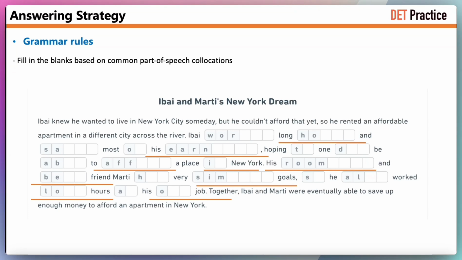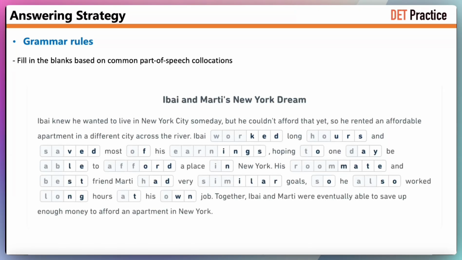Looking at the rest of the article, we can find many common word collocations, such as adjective plus noun, possessive pronoun plus noun, to-do infinitives, preposition plus noun, and so on. Let's try to fill in the blanks. First is "worked." They need to work to earn money, right? You see "earn" later too. After "long" should be "hours." We can see this in the second to last sentence. What do you do with money you earn? You save it. So we fill in "saved."